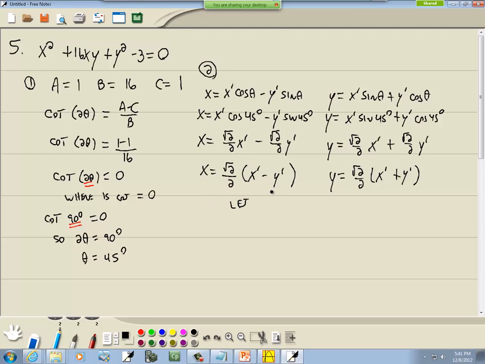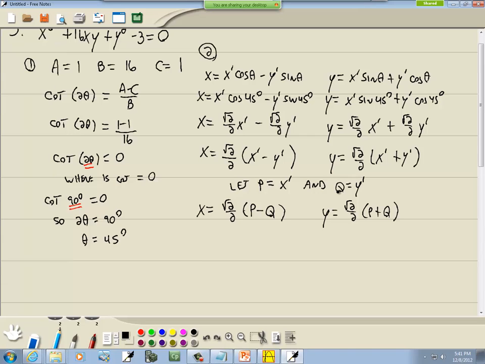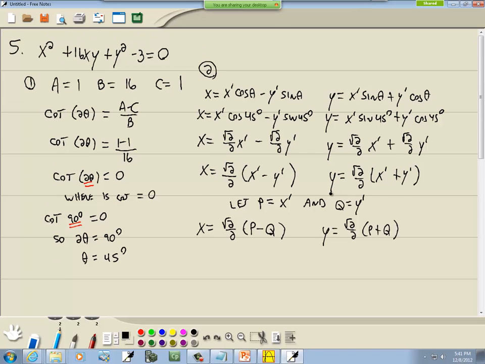You're better off not to deal with those x primes and y primes until the very end. So we're going to let p equal x prime and q equal y prime. So what we have is x is equal to square root of 2 over 2 times (p minus q), and y is equal to square root of 2 over 2 times (p plus q). And now we're ready to do our substitution.